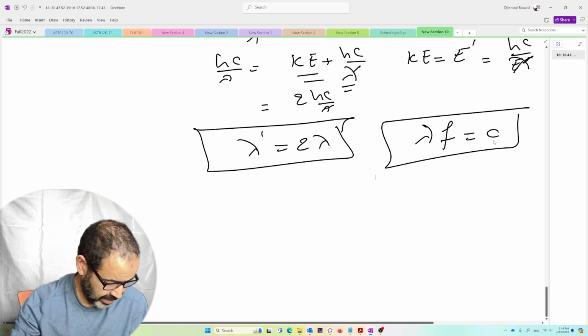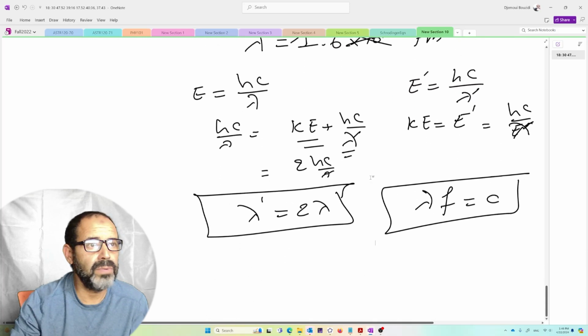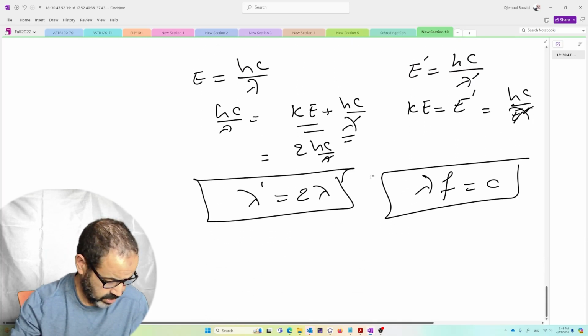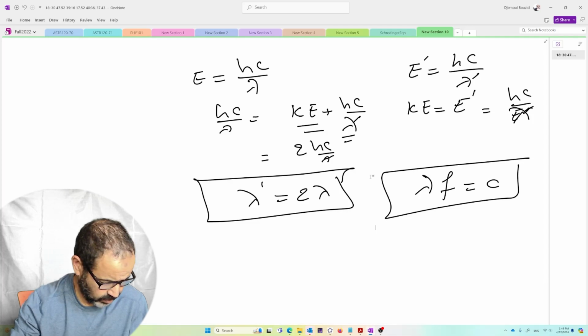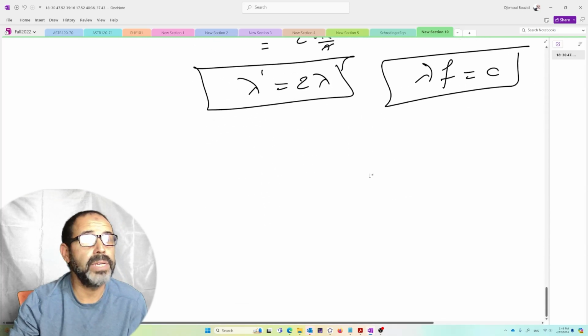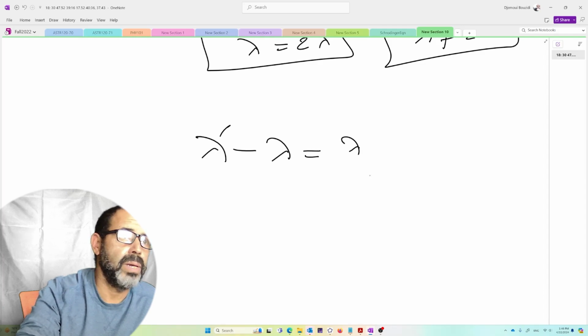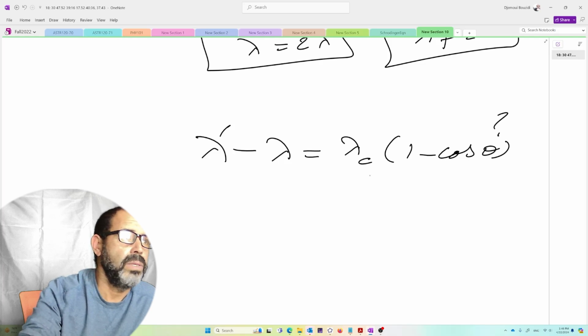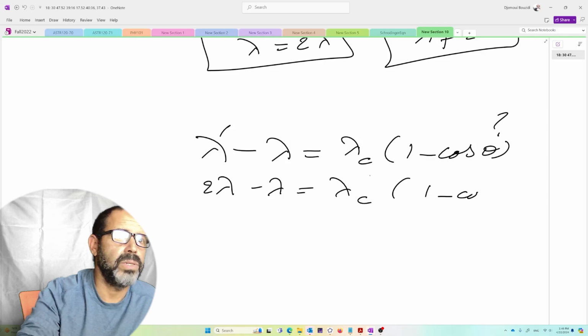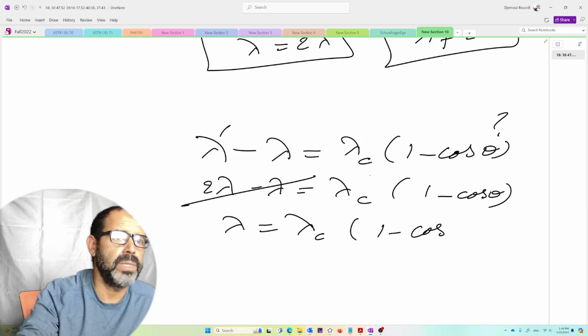Okay, so we have that, but we didn't solve anything. What is the question? For what photon scattering angle? They want to know the angle theta that makes this whole thing possible. Remember, lambda prime minus lambda equals lambda Compton times 1 minus cosine theta. The question is theta. So this is 2 lambda minus lambda equals lambda c times 1 minus cosine theta. Obviously, this is lambda equals lambda Compton times 1 minus cosine theta.